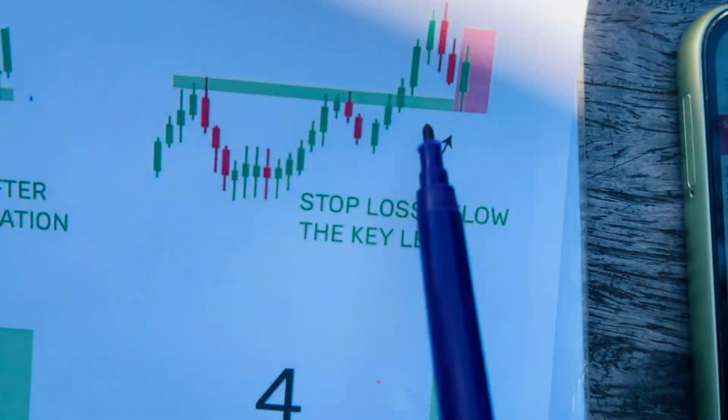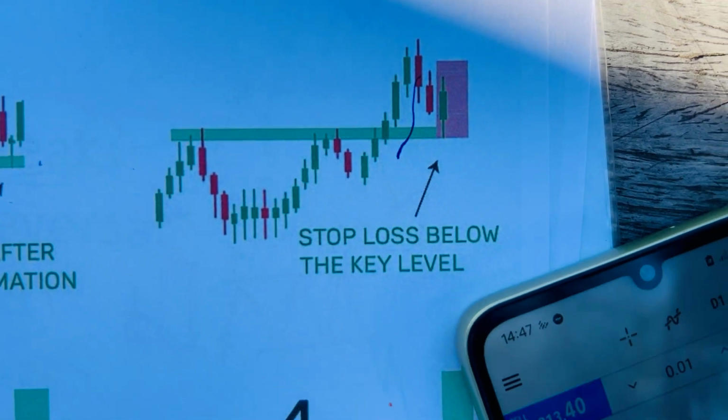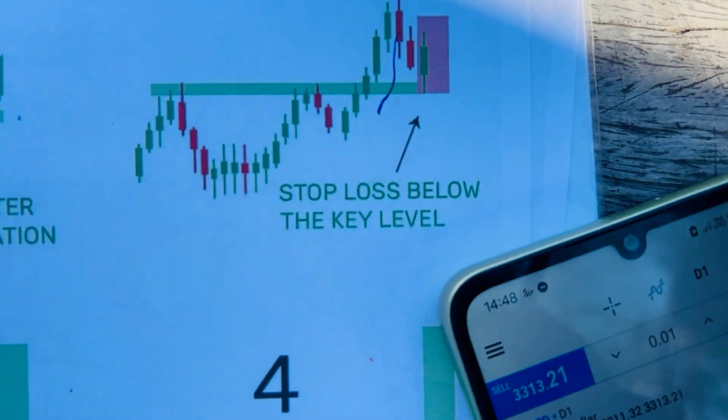Stop loss will be below your key entry point level or key levels. This is just logic, but when you look at the context, you must use a smaller time frame.